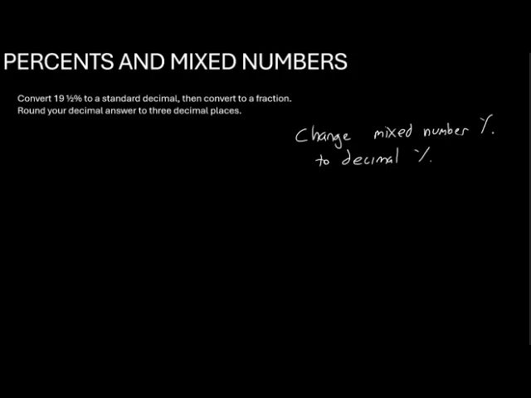Recall from our previous videos that if you have a mixed number, 19 1/2, we can rewrite this as 19 plus 1 divided by 2. The 19 is the whole number, the 1 is the numerator, and the 2 is the denominator. Our order of operations rules tell us that we must handle the division before we do anything else.